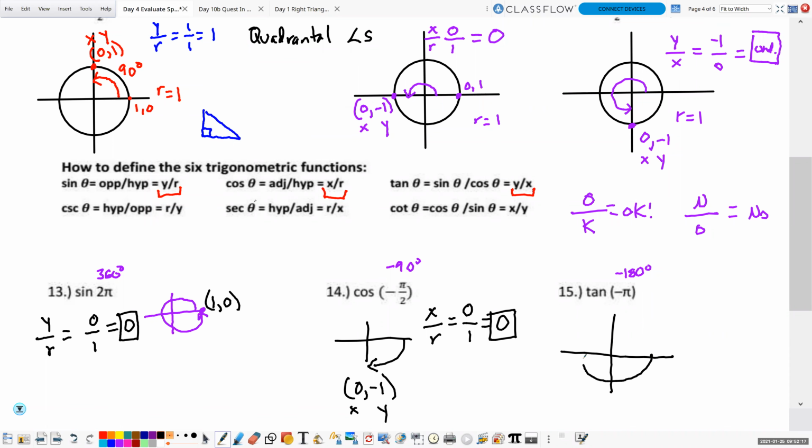Negative 180, which is the same as positive 180. All right, my ordered pair is left 1, up 0. Tangent is Y over X. Y over X is going to be 0. All right. Questions?